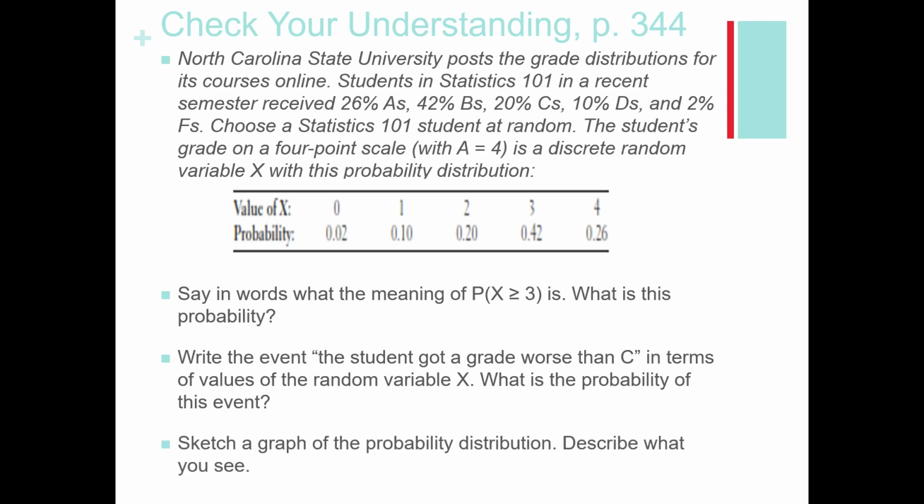Finally, if you'd like, you can sketch a graph, which should be a histogram of the probability distribution, and describe what you see. What we probably are going to see here, just looking at those numbers, is a fairly significant left skew. Not a whole lot of students are going to get Fs.